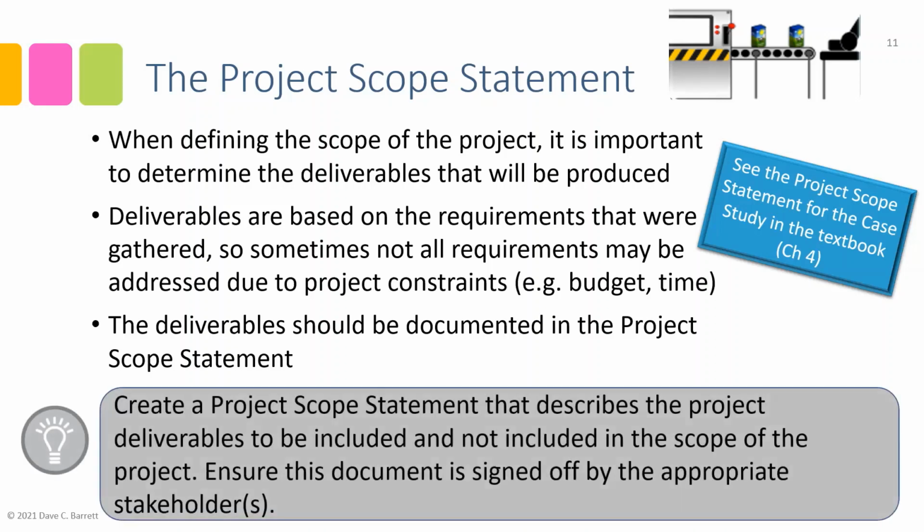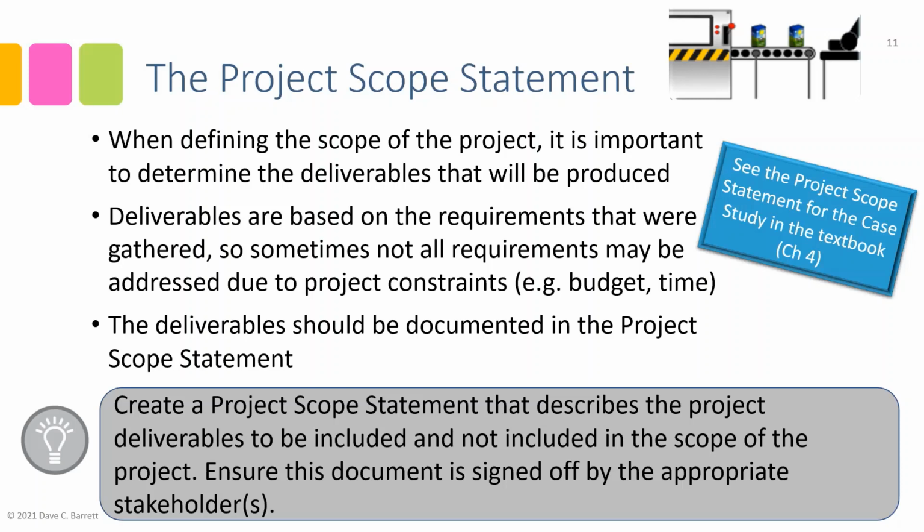So again, the key concept: create a project scope statement that describes the project deliverables to be included and not included in the scope of the project. Ensure this document is signed off by the appropriate stakeholders. So a few things to note in that key idea: the project scope statement documents both the deliverables to be included, but also anything that is not going to be included. So it's meant to be very clear.